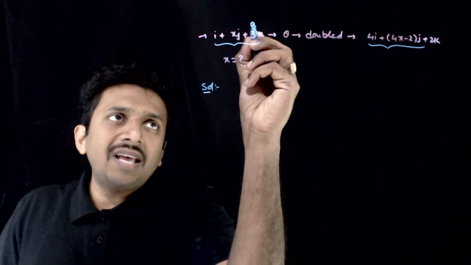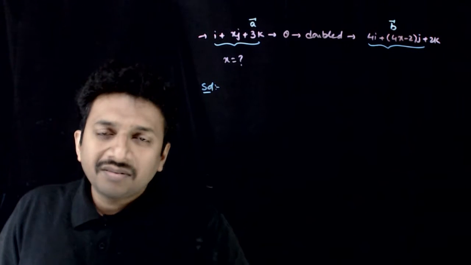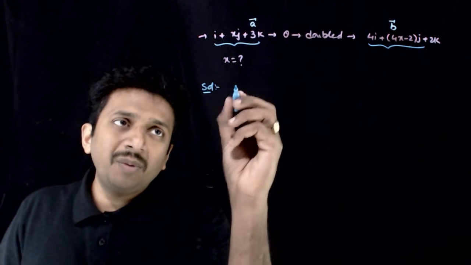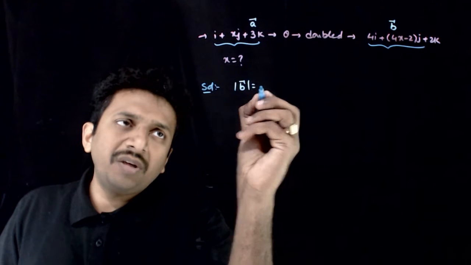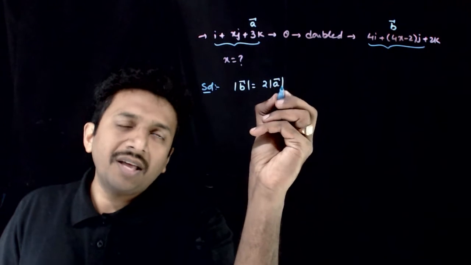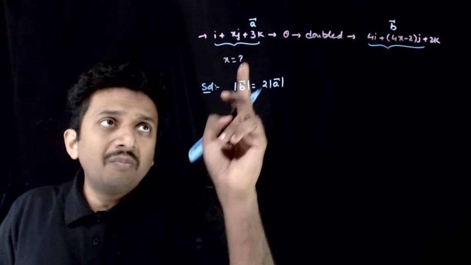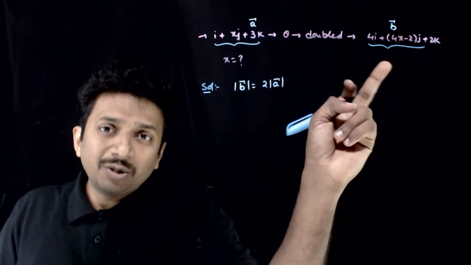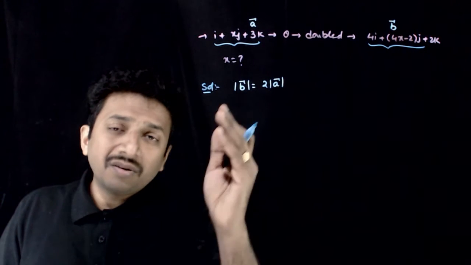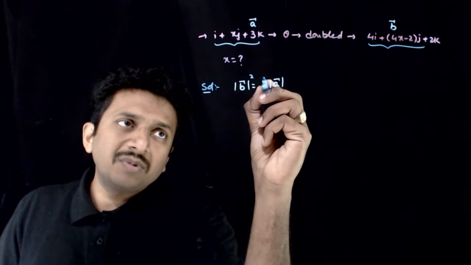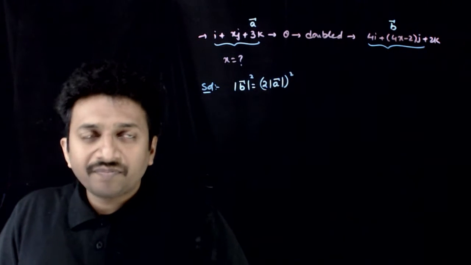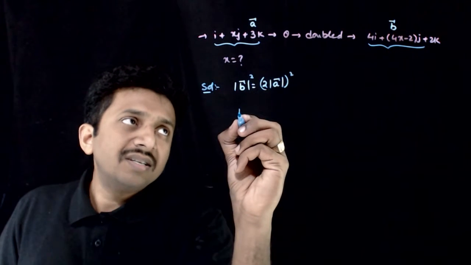So if this vector is a bar, this vector is b bar. The simple relation between a bar and b bar is modulus of b bar should be equal to 2 times mod of a bar. So if you square it on both sides, this becomes square and square. So what is mod b whole square?